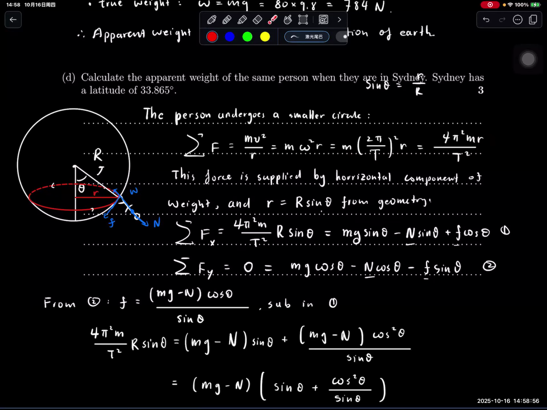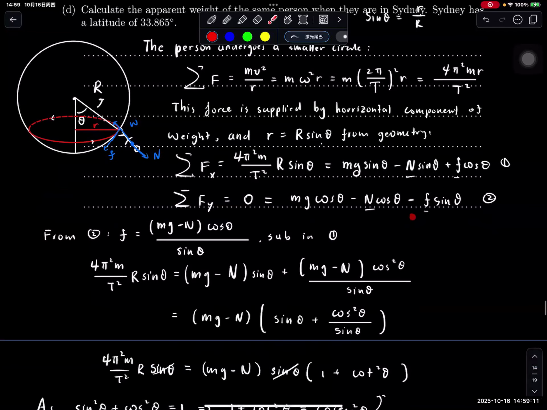We want it to be 0 because otherwise this person will be drifting up and down. This is also the reason why we need the friction. And we end up getting this relationship: mg cosine minus N cosine minus some friction times sine of theta. The difficult part is really to get this friction.